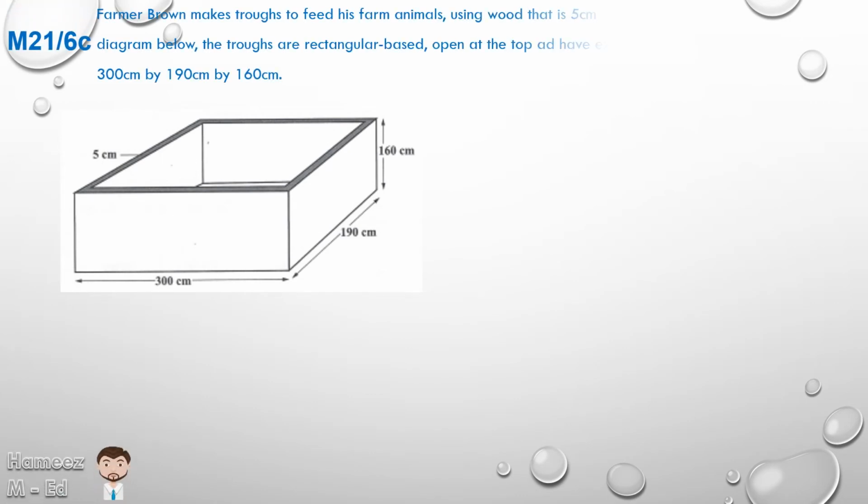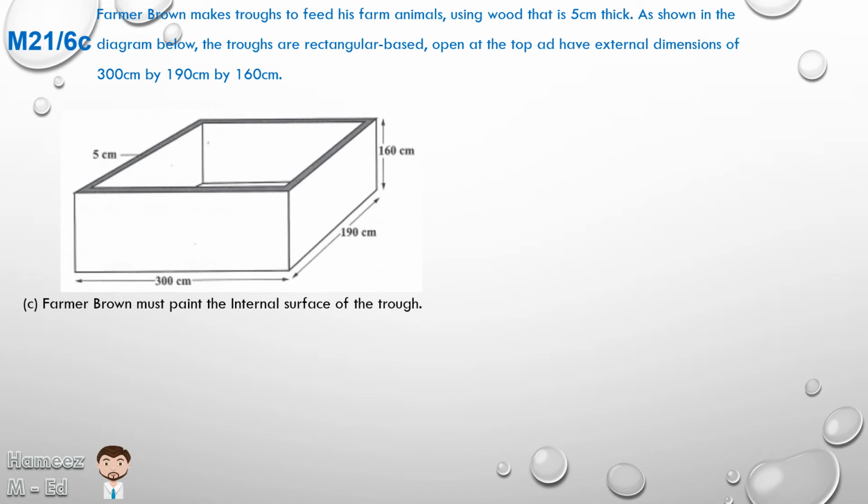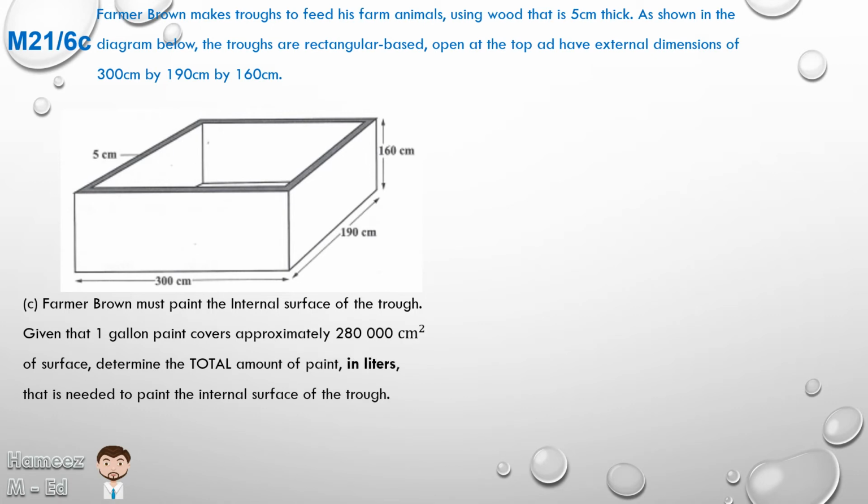May 2021, number 6, part C. Farmer Brown must paint the internal surface of the trough, meaning the inside. That means there are 4 walls on the inside of it and the base. Given that 1 gallon of paint covers approximately 280,000 centimeters squared of surface, determine the total amount of paint in liters that is needed to paint the internal surface of the trough. And take 1 gallon to be equal to 3.79 liters.